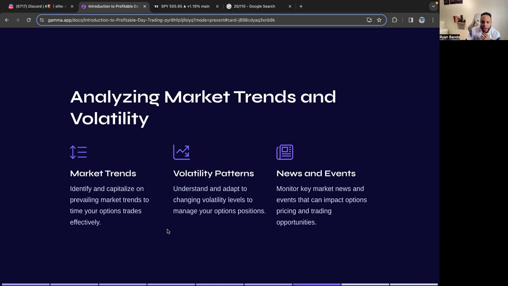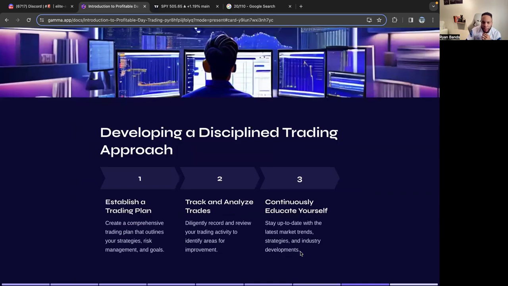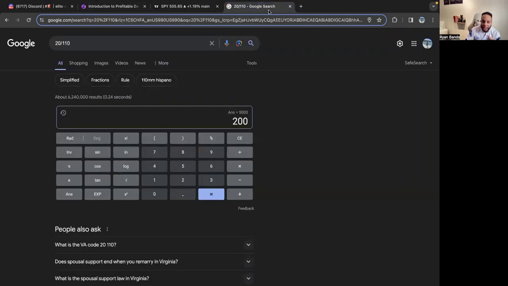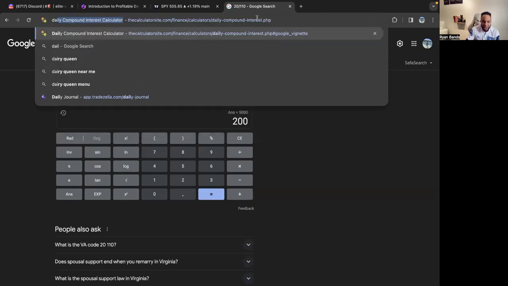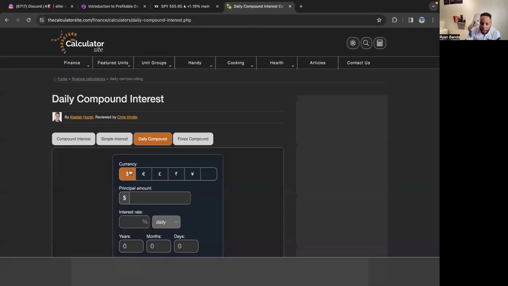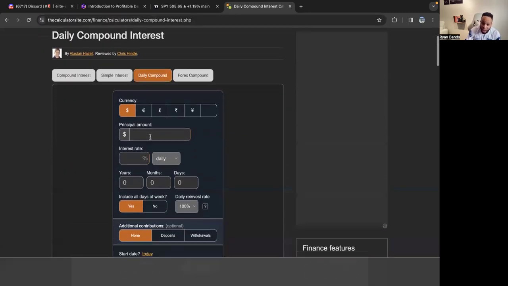So now we've covered that piece right there. Next up, developing a disciplined trading approach. We all know we cover this at least once a week. You want to always establish a trading plan for yourself. You never want to be naked in trading. What does it mean to be naked in trading? It means that you are out here trading with no damn game plan. All right. Let's not do that.